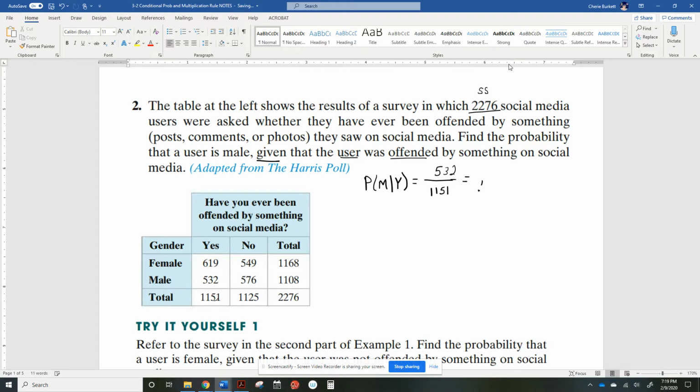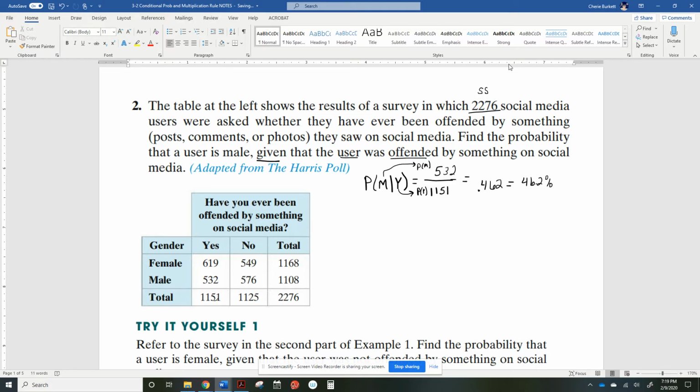I think it changes to 0.462, which is about 46.2%. But the thing I want you to understand here is that this is the probability that we picked a male, given that they answered yes. So when we have this table situation, the given part changes my sample space in a much bigger way than it did the other one. And the probability that we're drawing male comes out here.